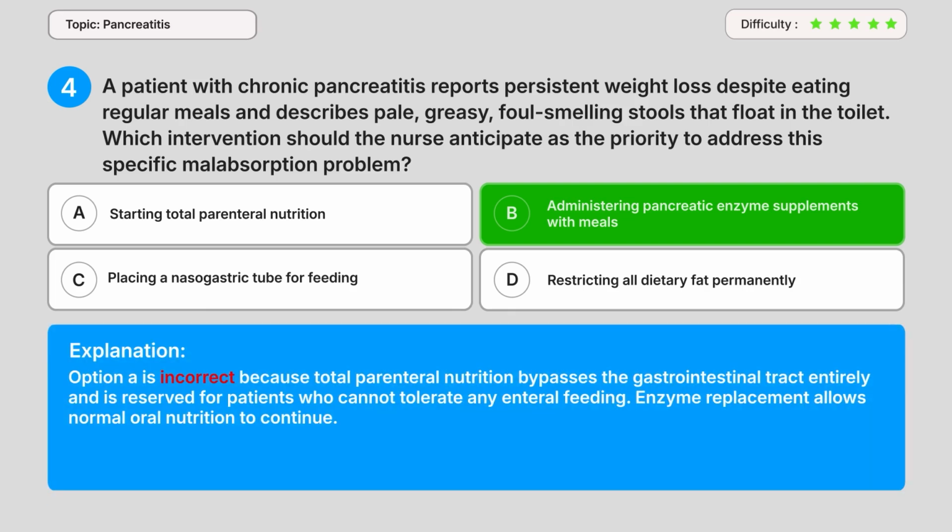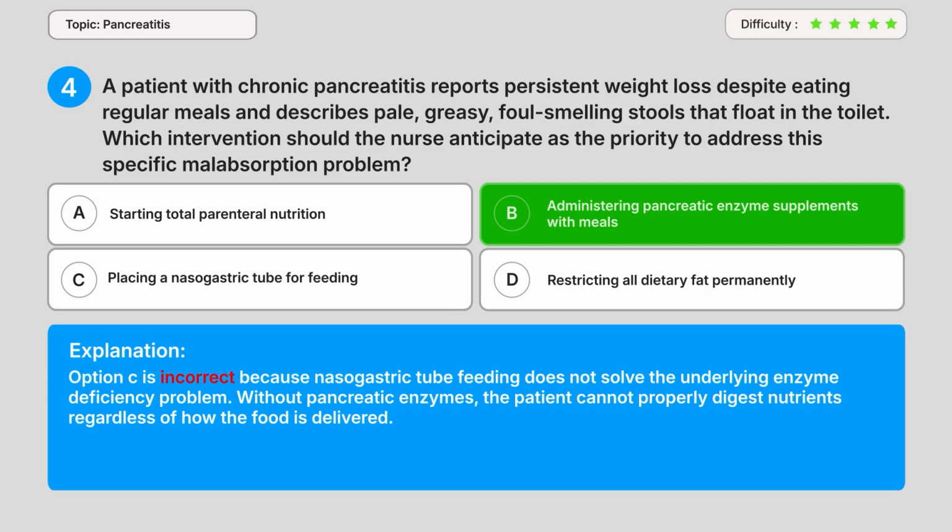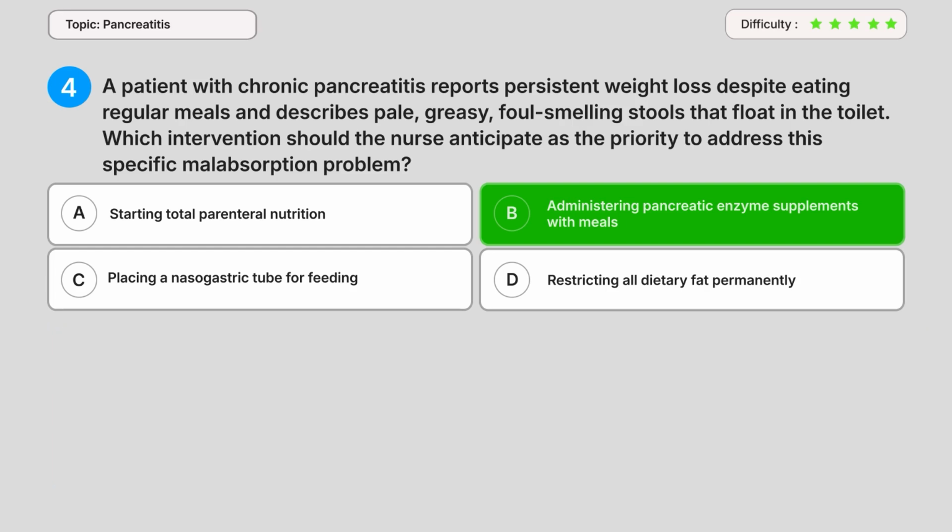Option A is incorrect because total parenteral nutrition bypasses the gastrointestinal tract entirely and is reserved for patients who cannot tolerate any enteral feeding. Enzyme replacement allows normal oral nutrition to continue. Option C is incorrect because nasogastric tube feeding does not solve the underlying enzyme deficiency problem. Without pancreatic enzymes, the patient cannot properly digest nutrients regardless of how the food is delivered.